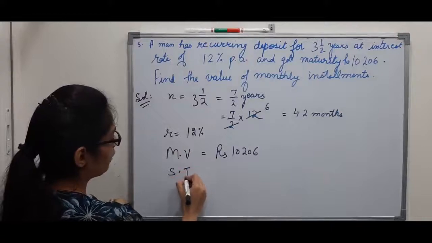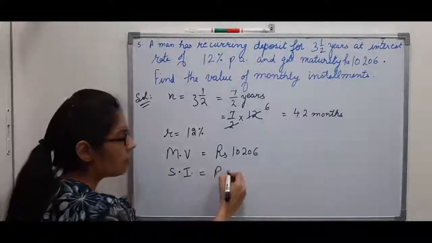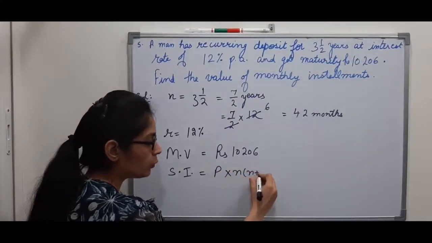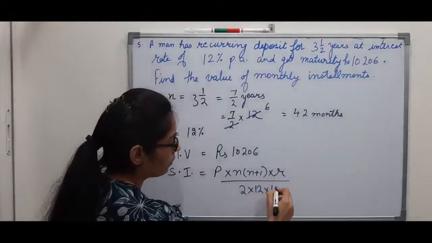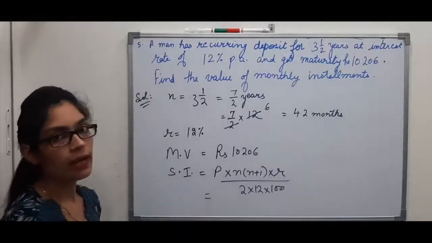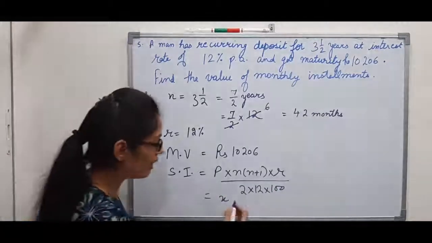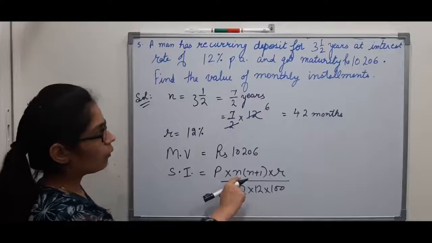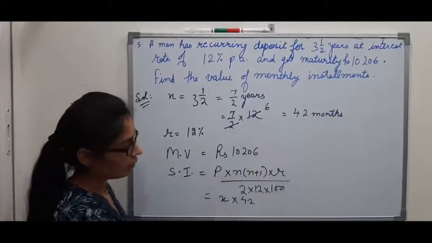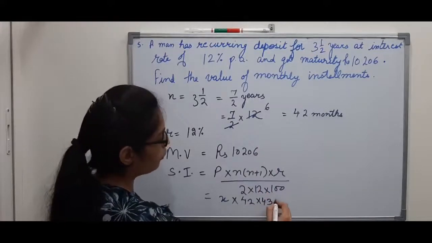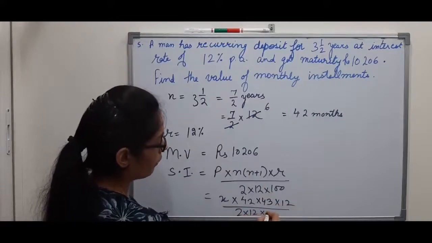So the formula I will write for simple interest, and I am sure by now everyone is aware of the formula, which is P into n plus 1 into R by 2 into 12 into 100. P is, like I have already assumed it as x. You can assume it as x, y, z, any number, any alphabet, any variable you can choose. Now n is 42, and n plus 1 directly I will write now 43 into R, it's given 12. Again 2 into 12 into 100.